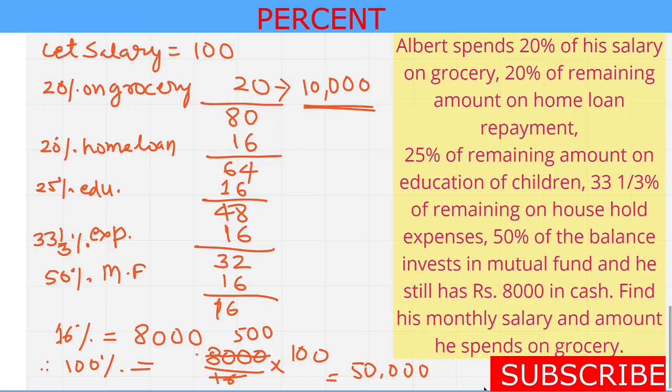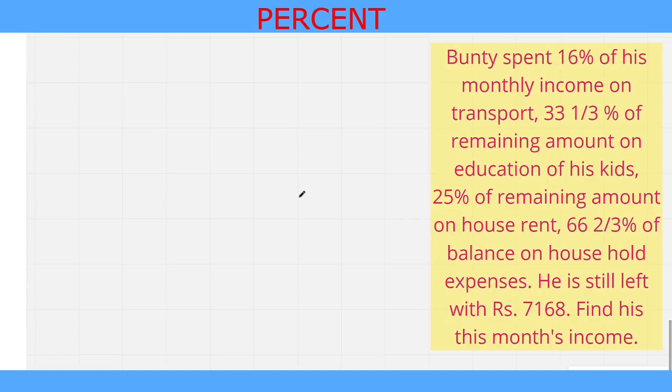If we successively go on reducing the amount by the given percent and calculating the percent on the remaining amount. Our question is, Bunty spent 16% of his monthly income on transport, 33 and 1/3% of remaining amount on education of his kids, 25% of remaining amount on house rent, 66 and 2/3% of balance on household expenses. He is still left with rupees 7,168. Find his this month's income.